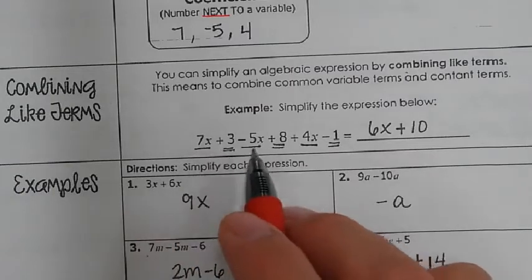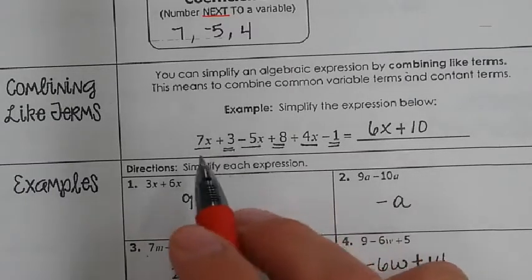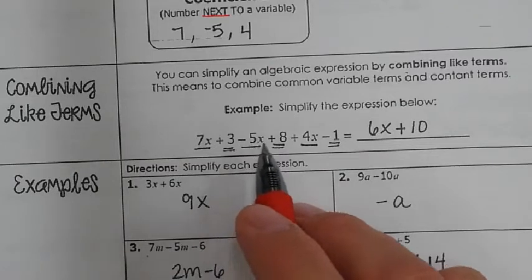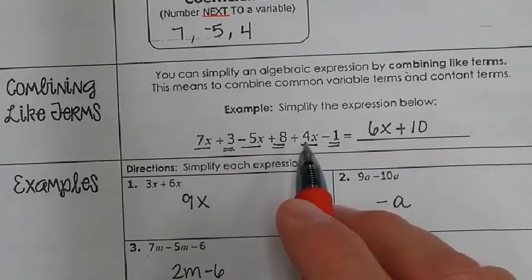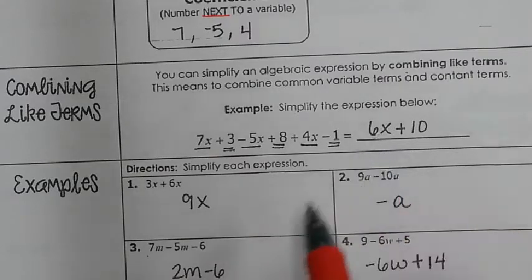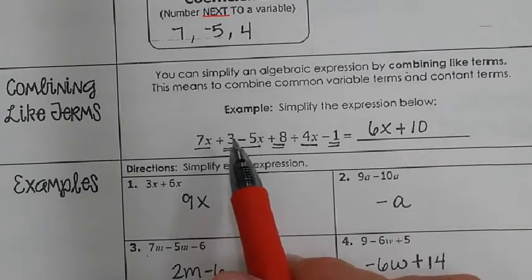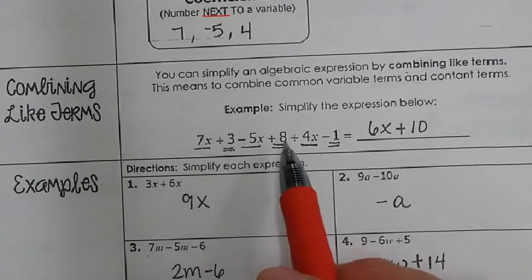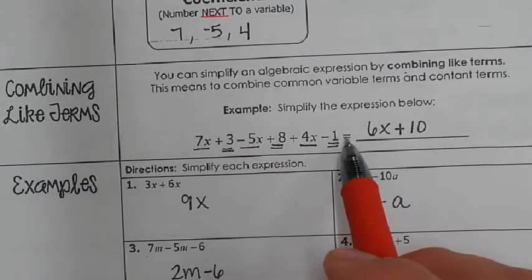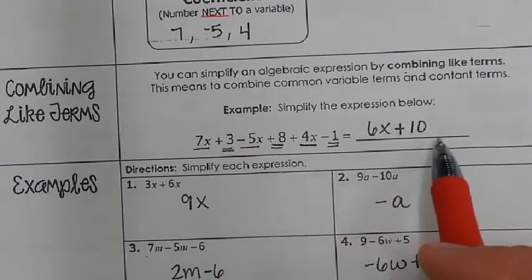So 7x minus 5x. What's 7 minus 5? 2. And then we have 2x plus 4x. What's 2 plus 4? 6. So that's how they got 6x. I feel like it was kindergarten. And then 3 plus 8. What's 3 plus 8? 11. 11 minus 1? 10. So that's how they got 10.